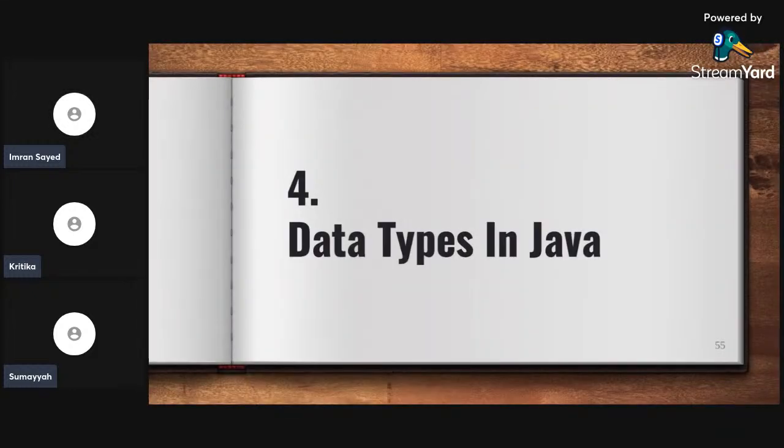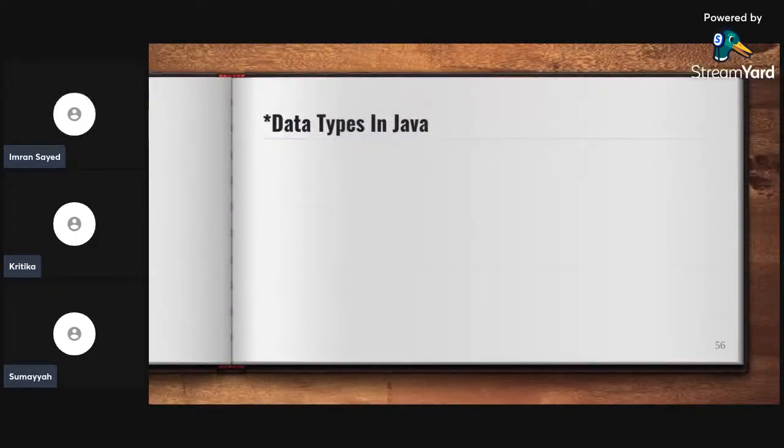Okay. Data types in Java. I think this is an important question. There is a high chance it might come in the exam also, because it's part of the assignment, and this is the first question in the assignment. So what are the different data types in Java? Kritika, can you read this?